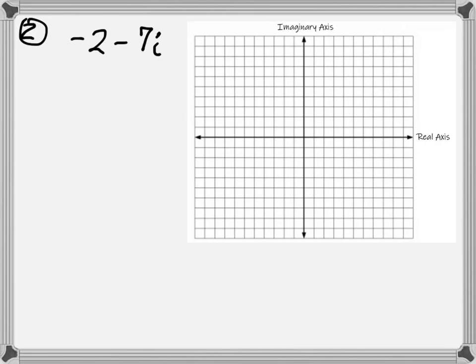So if we look at this next one, our real portion is -2. 1, 2. Our imaginary portion is -7. So I'm going to go down 1, 2, 3, 4, 5, 6, 7. And so there is going to be my dot for my ordered pair. I'm just putting the hashed little lines to help you see where I'm counting to. And so that's the only thing that's my solution, is where that dot is.